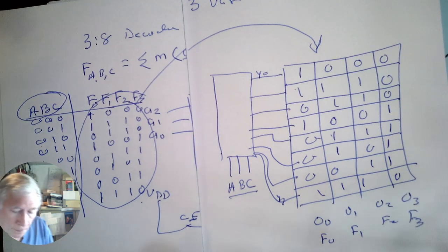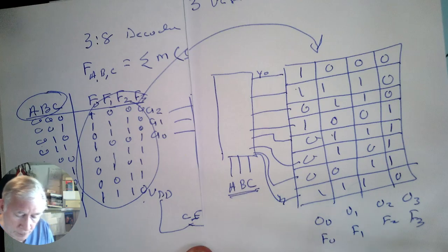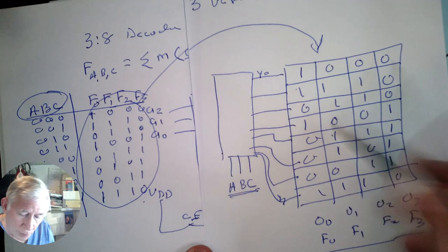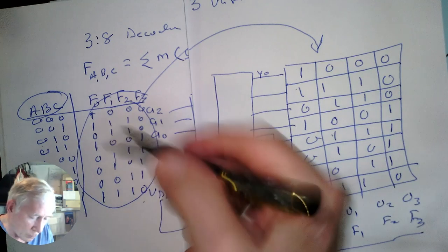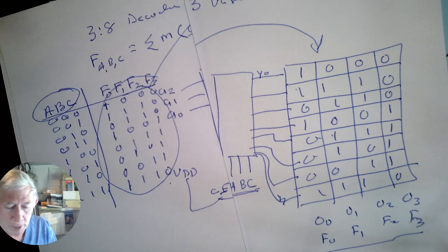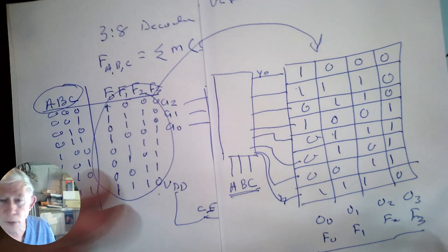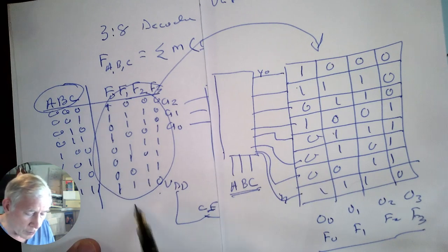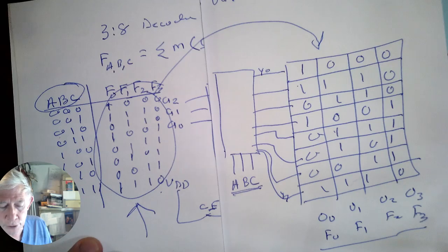So whenever I put in ABC, my four functions are going to come out exactly what I put in here, which is what I wanted, because that's what my truth table says. So the ROM just maps, we just store the truth table in the ROM. That's how that works. Would there be any point in trying to reduce that truth table if you're going to use the ROM? No, there's no point at all.